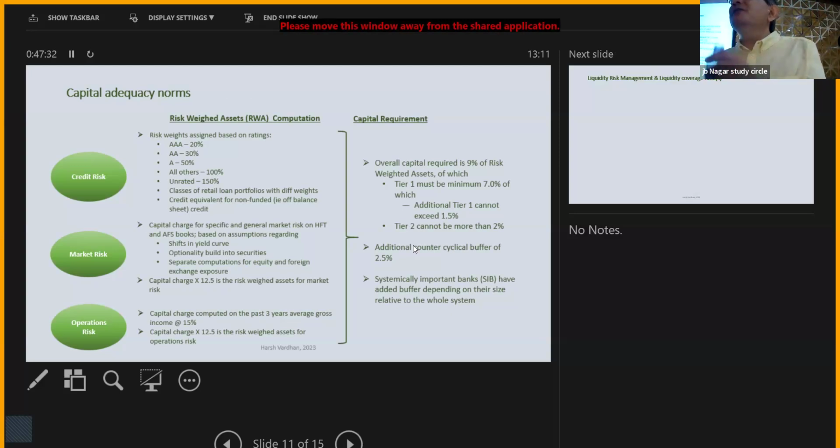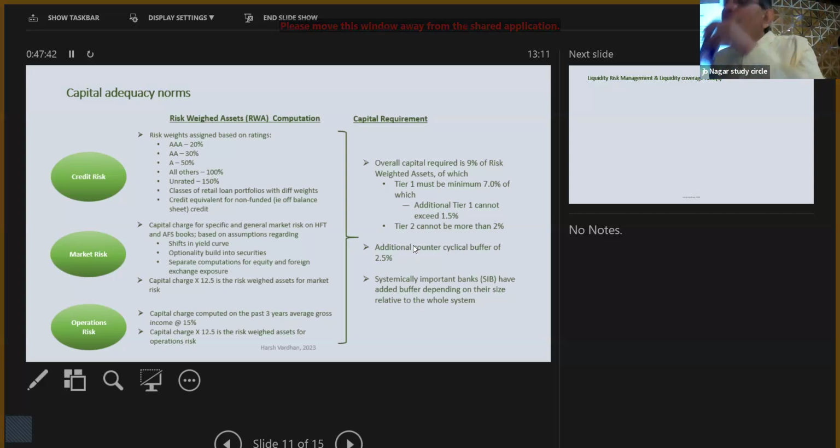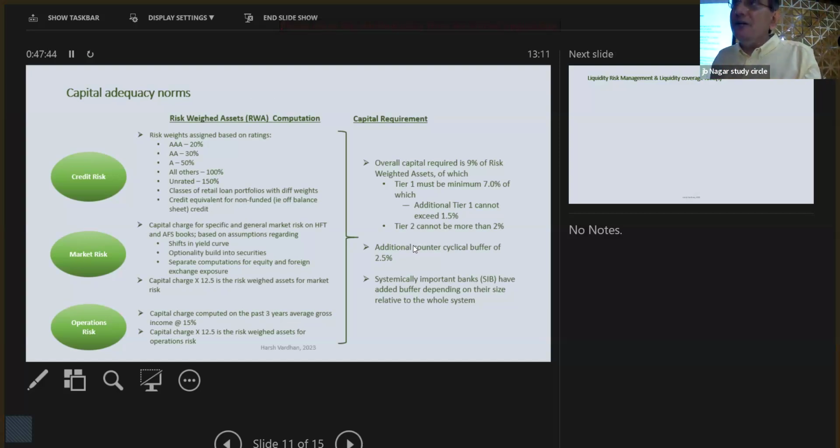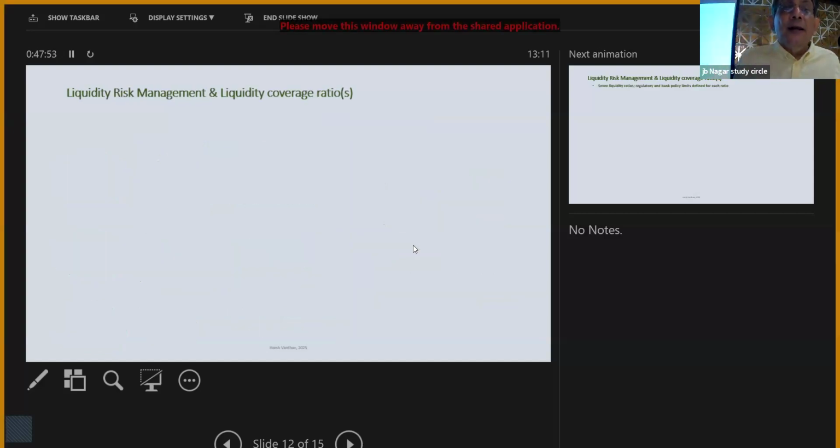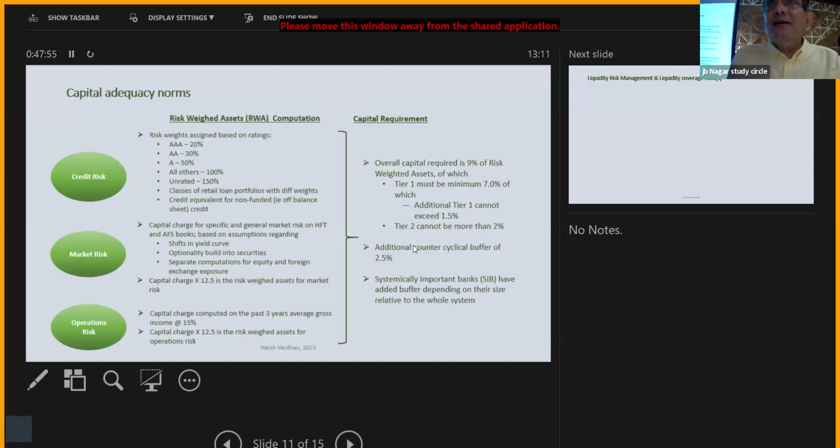No, it's actually 9 plus 2.5. 9% is core, 2.5 is what we call counter-cyclical buffer. So it's effectively 11.5%. For NBFCs it is 15%. But this 11.5 is not entirely equity. Minimum 8 has to be equity. Then there is tier 1 and tier 2 and all of that. 3.5 can be tier 1 and tier 2. So this is about credit risk. Capital adequacy, remember, is all about solvency.